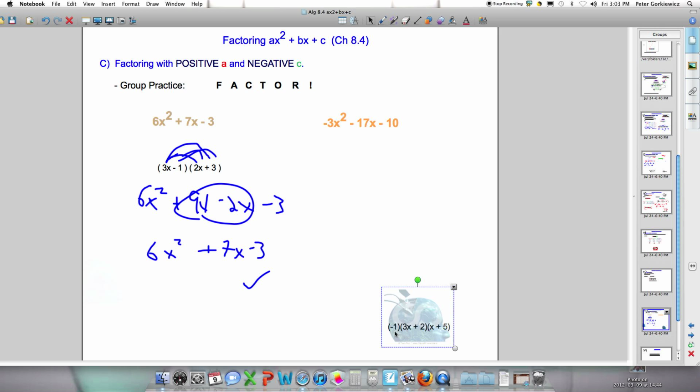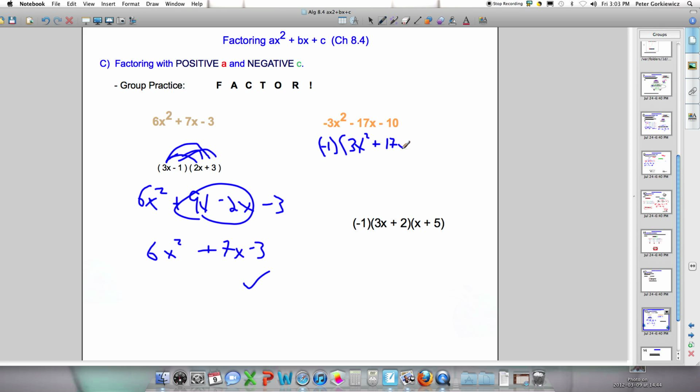This guy has a negative on everything, so we should have factored out a negative 1, and then had negative 1 times 3x squared plus 17x plus 10. And when we factor that, we get this guy. And you can check it just by going 3x squared, yup. 15x and 2 more x, 17x, yup. 2 and 5, 10, yes.